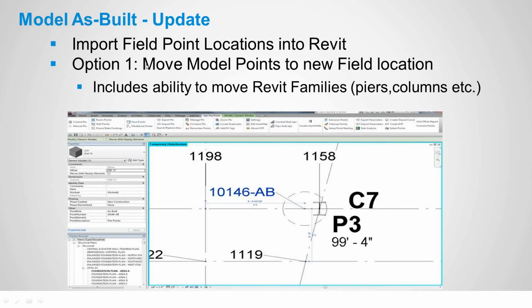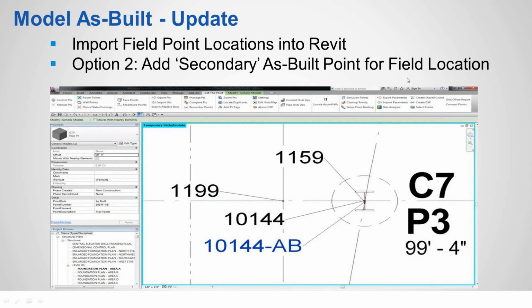So in this case, we're looking at moving just the model points. So we can use option one here, move the model points to the new field location, and this includes the ability to move the Revit families around as well, so the piers and columns. And then option two, a secondary as-built point for the field location.